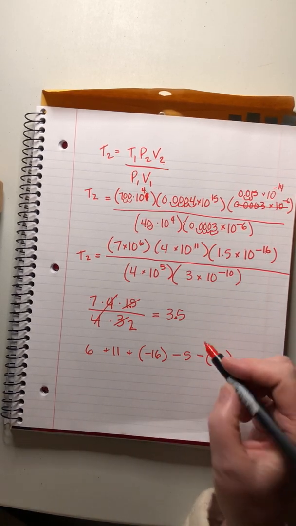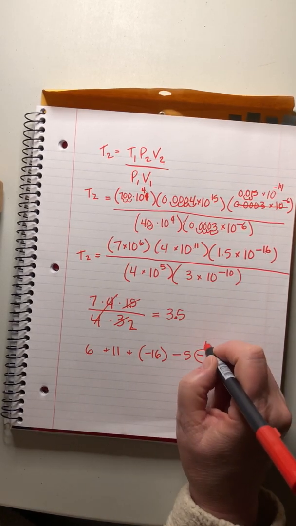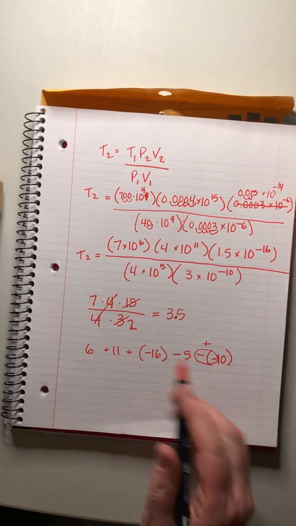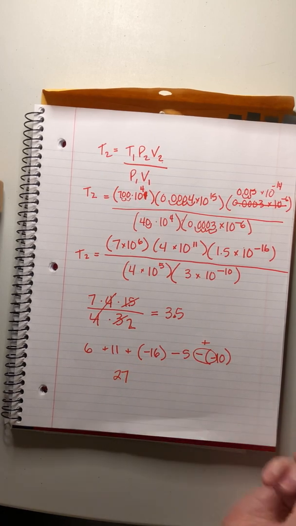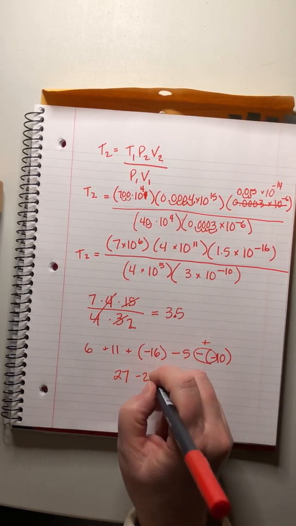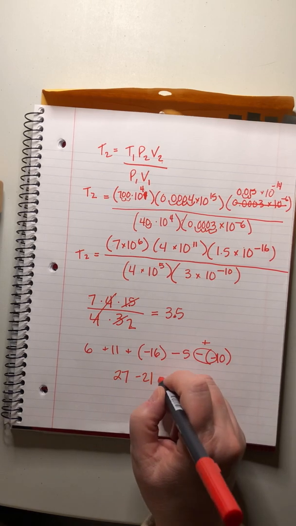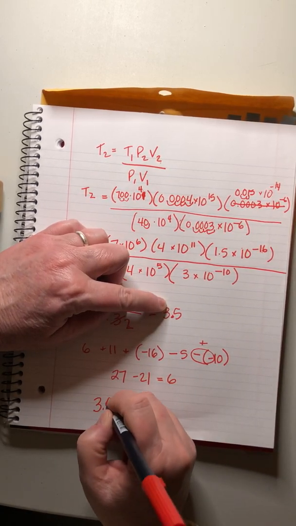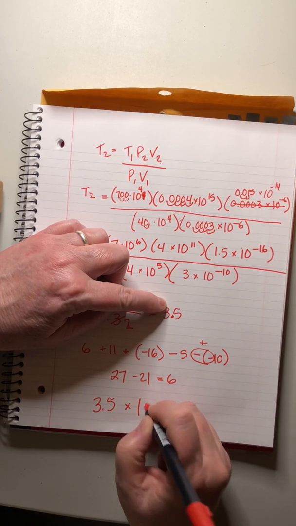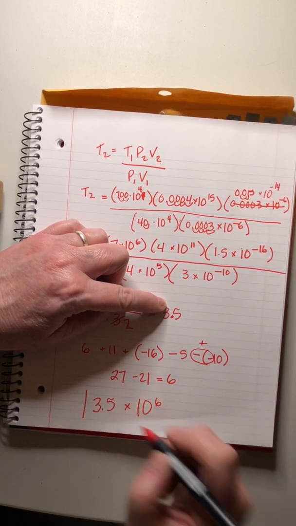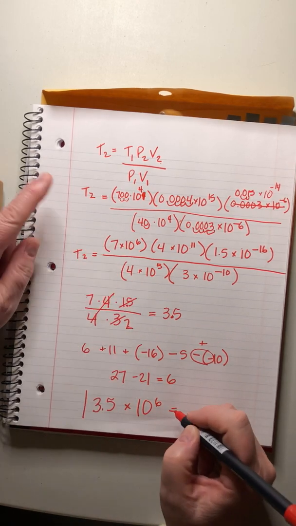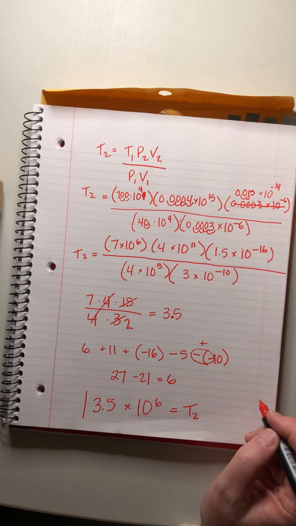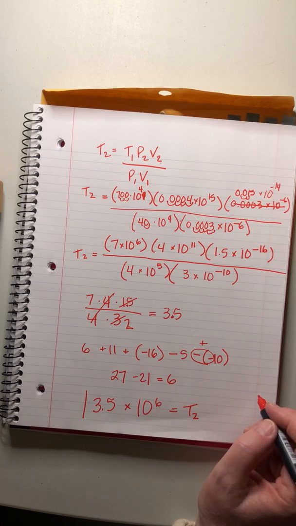All right, so this is going to become a plus 10. So I'm going to add all my positives first. 6 plus 11 is 17, 27, positive, and then that's minus 21, right? So my final answer is going to be 3.5 times 10 to the 6th. And that's the value of T2, right? So I'm going to write that down. Word problems deserve some sort of word answer. And that's correct.